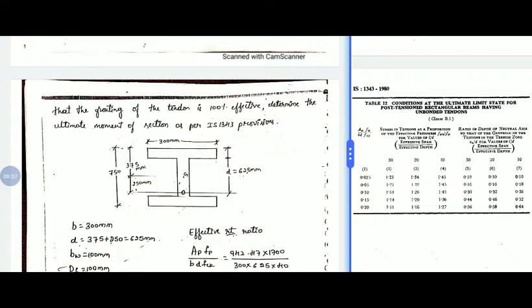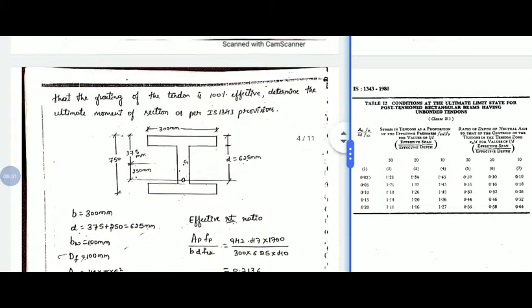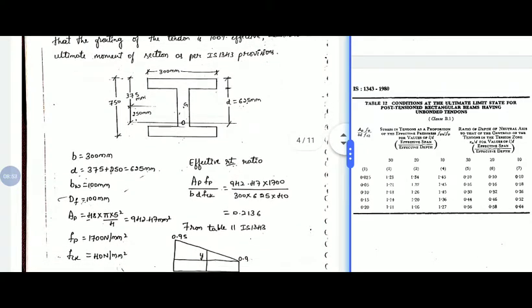Sorry, the position of the tendons is at 625 mm from the top of the section, or you can say eccentricity of 250 mm. So the effective depth, since it is a symmetrical I section, is 750 by 2 plus 250 eccentricity, so it is 625 mm.